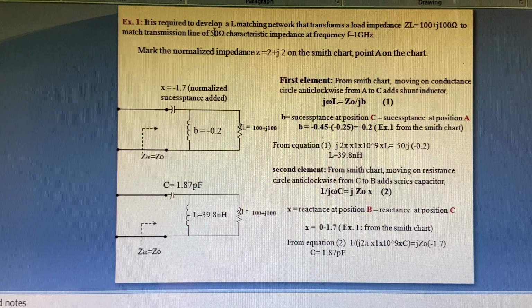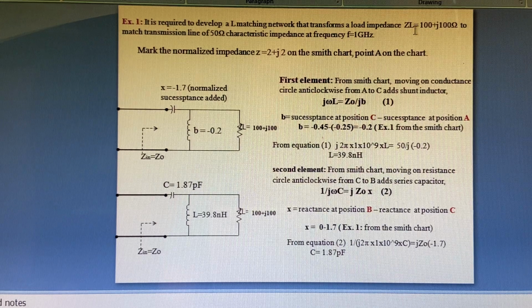Here is an example. It is required to develop an L matching network that transforms a load impedance ZL equal to 100 plus j100 ohm to match a transmission line of 50 ohm characteristic impedance at frequency f equal to 1 gigahertz. To solve this problem using the Z-Y Smith chart, we have to find the normalized impedance. The normalized impedance is obtained by dividing by the characteristic impedance 50 ohm, which gives 2 plus j2.